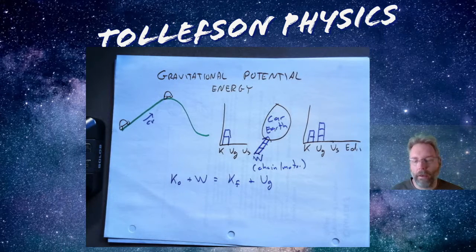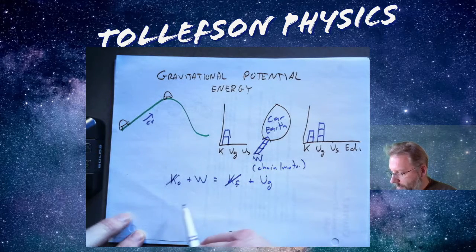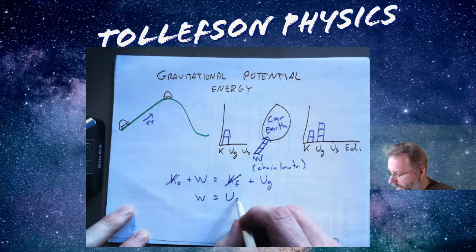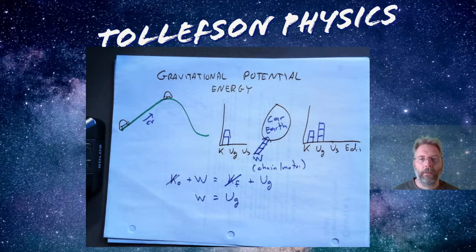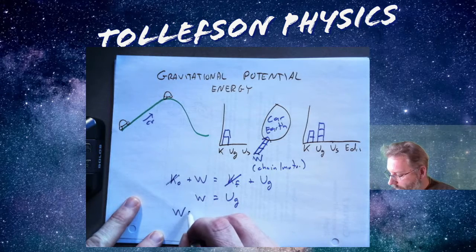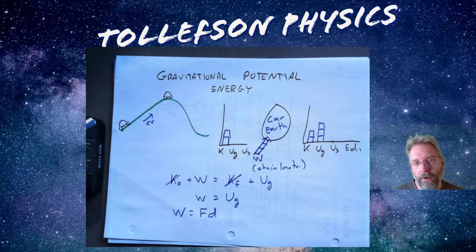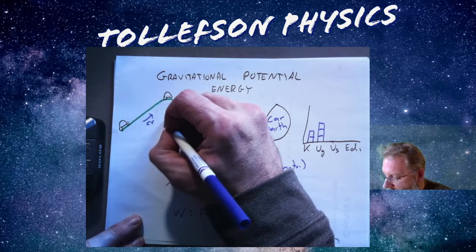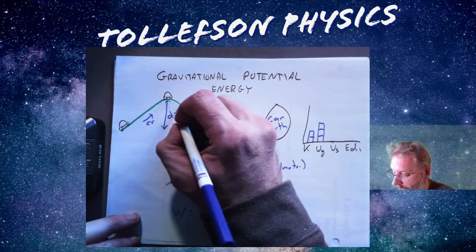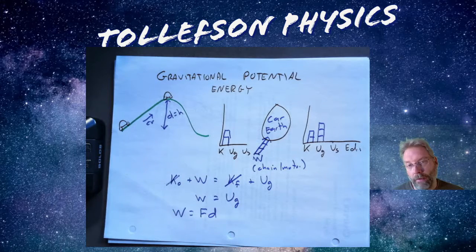How do I calculate that? Well, since it's moving at a constant velocity, the kinetic energies are the same. So I can say work equals gravitational potential energy. That's a good thing, because it turns out we know how to calculate work. Work is force times the distance. And the distance it refers to is the height, not how far it traveled. It's the height, because the gravitational field is up and down.